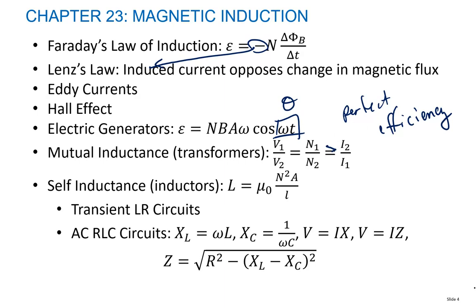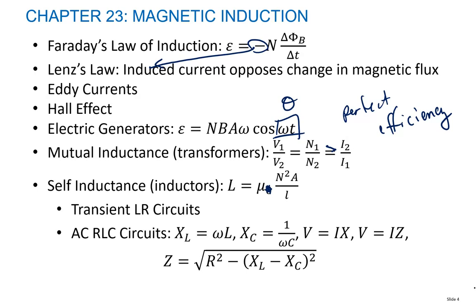That makes it realistic. But for your case, we're just going to assume perfect efficiency. Then we had, finally, for this chapter, self-inductors, what we just call inductors. This is the physical inductance equation, how you calculate the inductance if it's an air coil. If it's not an air coil, then this just becomes mu for whatever the material is.